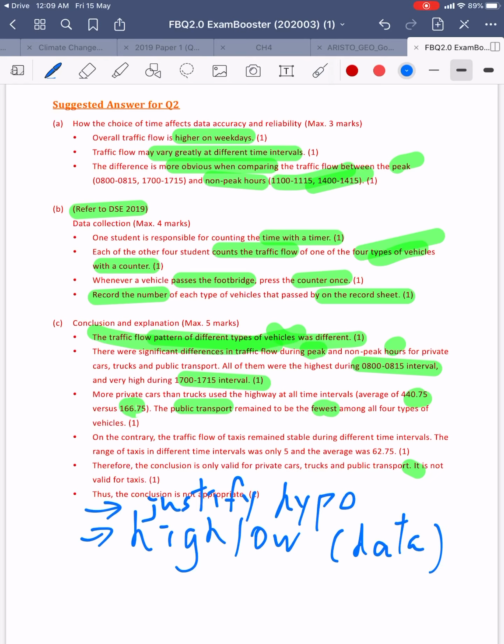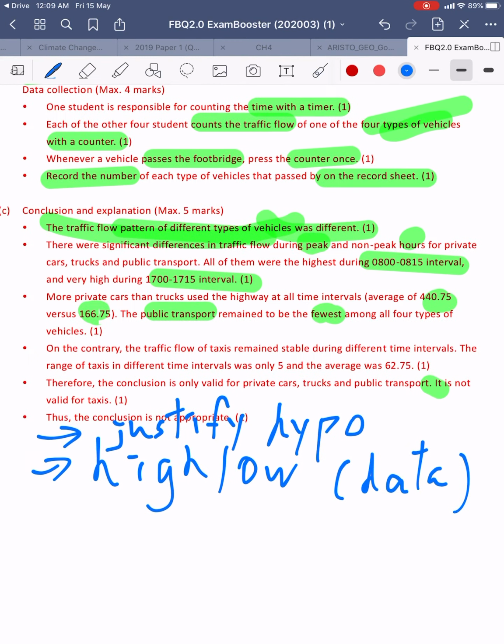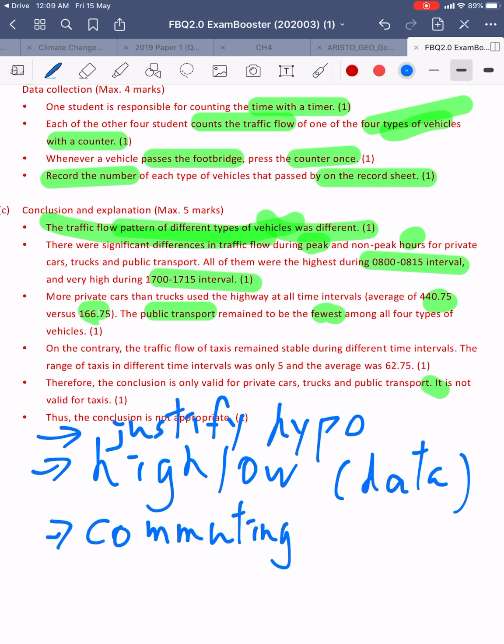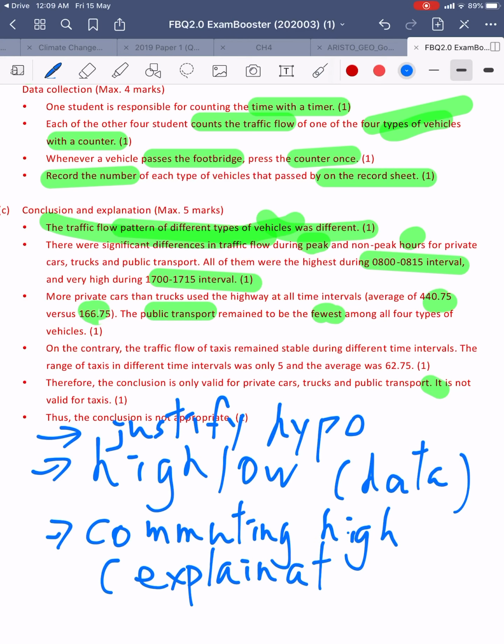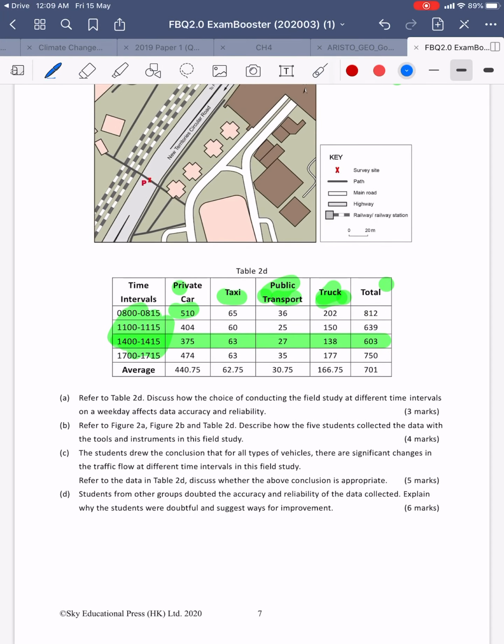But can you tell me why? It's because more cars, the commuting is high. This is the explanation. But they are low marks, but for here I will also want you to say the explanation, because this one is talking about discuss, okay?